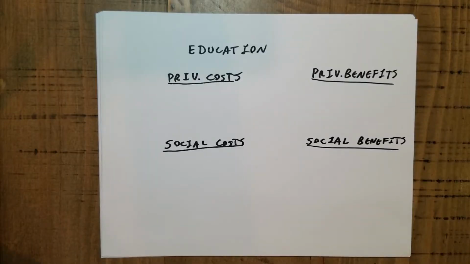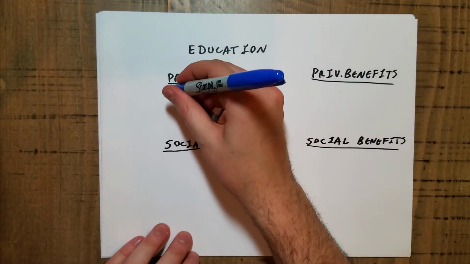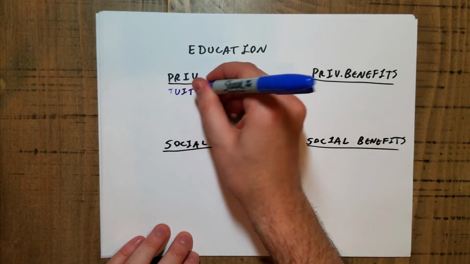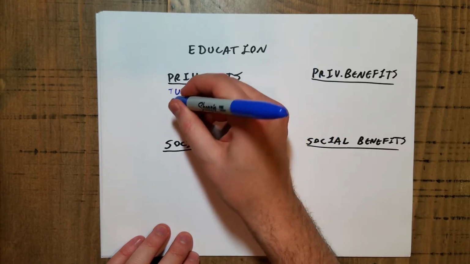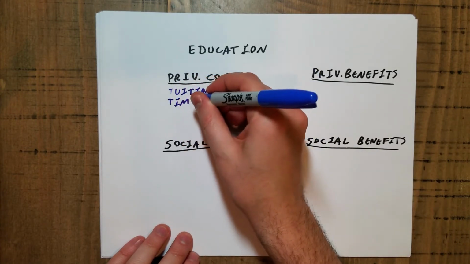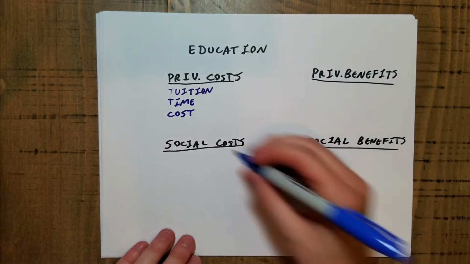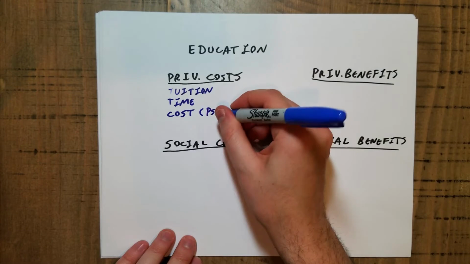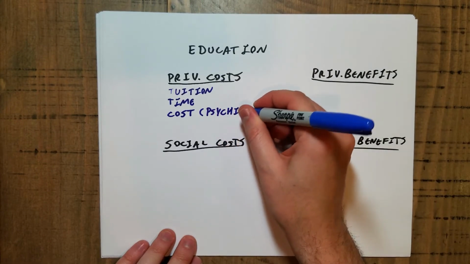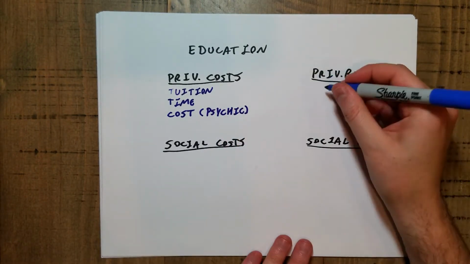Okay, so what are the private costs and private benefits of education? Well, the private costs, of course, are going to include things like tuition. Let's say we're talking about college here, so tuition you're going to have to pay. It's going to take up your time. And maybe there's going to be some psychic cost. It will be difficult for you to get through education. And in case you're curious, yes, psychic cost is the term that researchers use to refer to that.